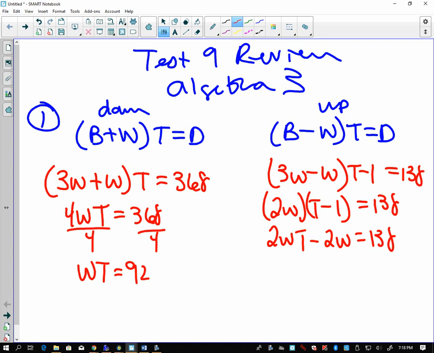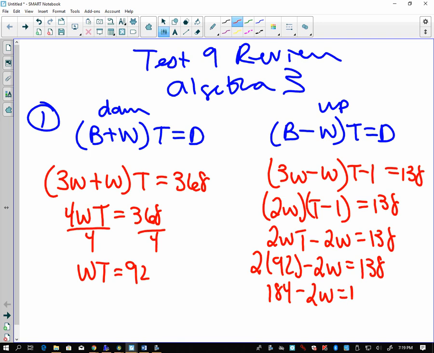Hopefully we'll still get to the same answer. I'm looking at my notes and I did it a little bit differently, but hopefully it won't affect it by very much. So if we know WT equals 92, we have 2 times 92 minus 2W equals 138. 2 times 92, we get 184 minus 2W equals 138. 138 minus 184 gives me negative 46.